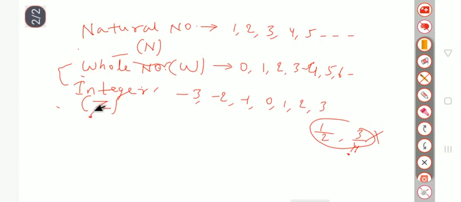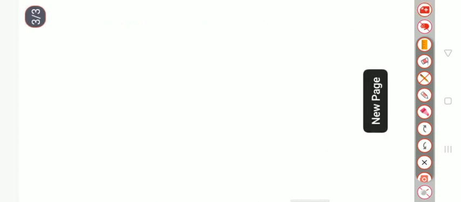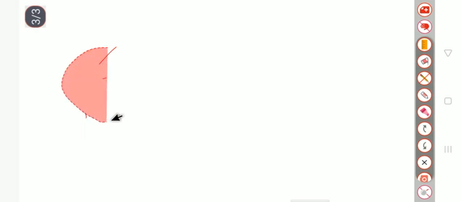Now coming to rational number. On the next page I am explaining rational number. Just one second, I have to erase this thing. Actually I have started, so after 2 or 3 videos it will all be clear. Okay, now coming to rational number.